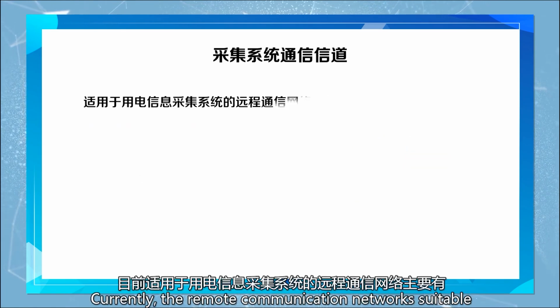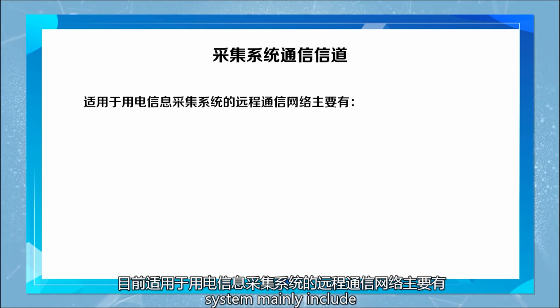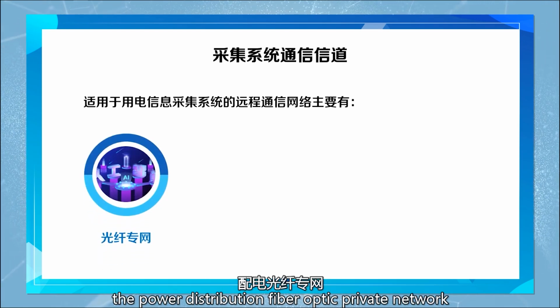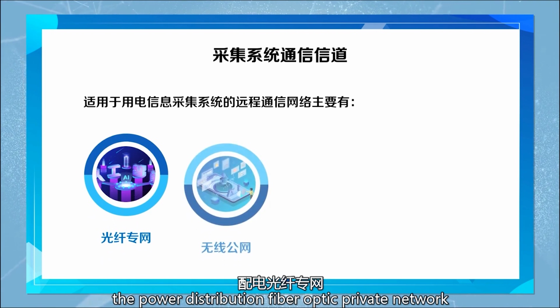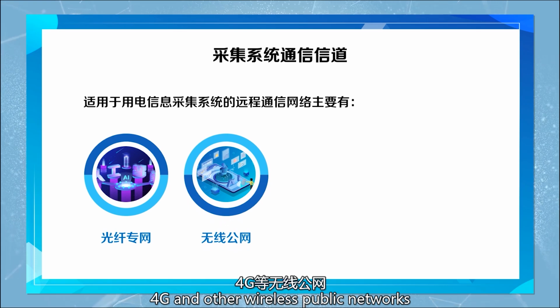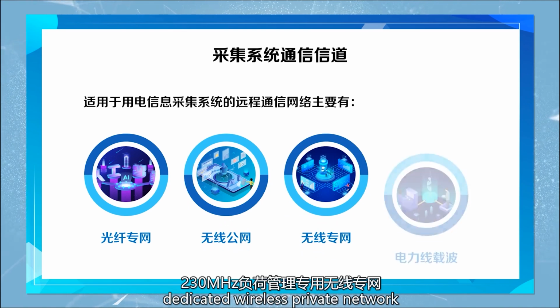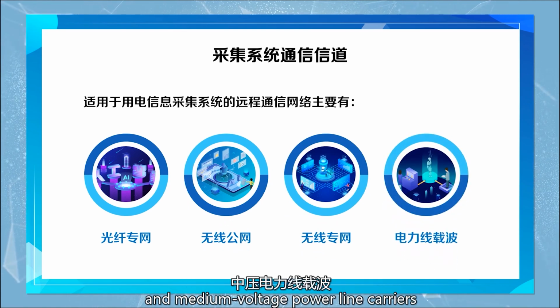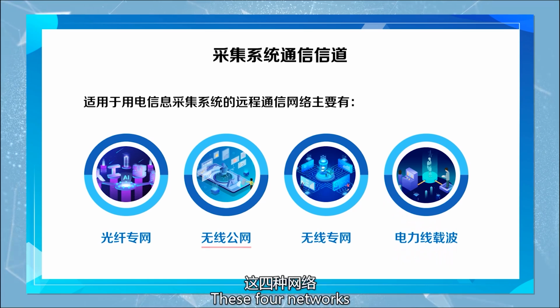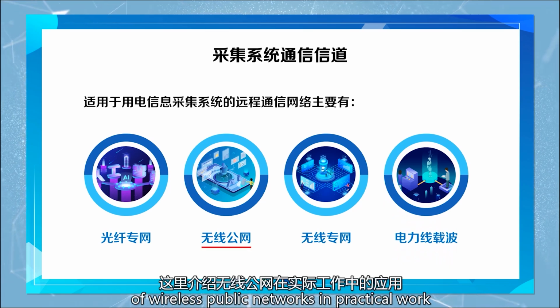Currently, the remote communication networks suitable for the electricity information collection system mainly include the power distribution fiber optic private network, GPRS, CDMA, 4G and other wireless public networks, the 230 megahertz load management dedicated wireless private network, and medium voltage power line carriers. Of these four networks, here we introduce the application of wireless public networks in practical work.